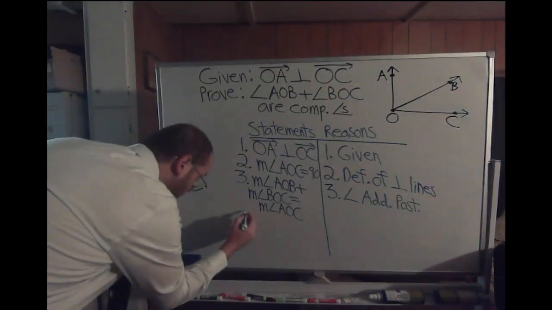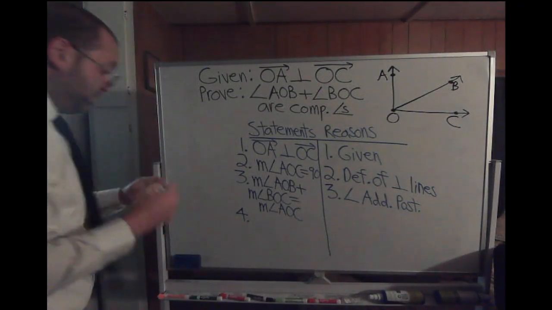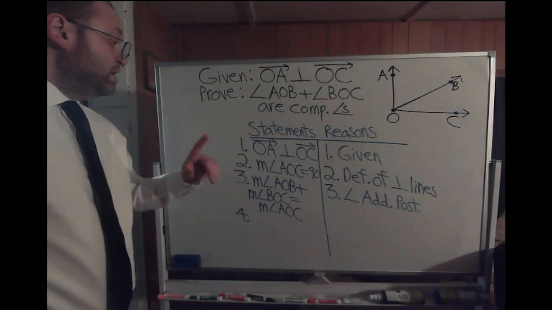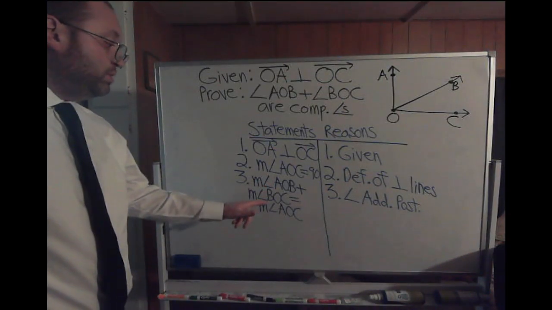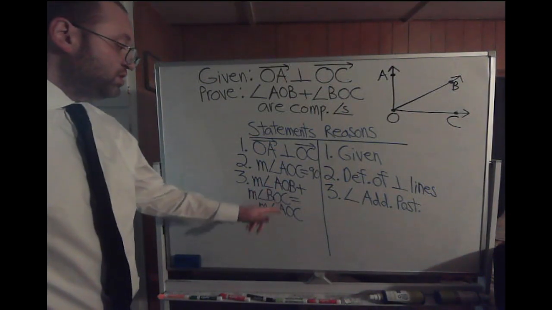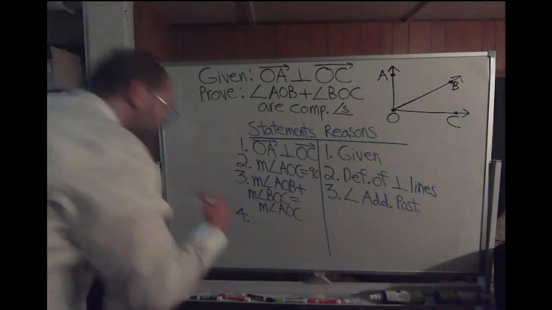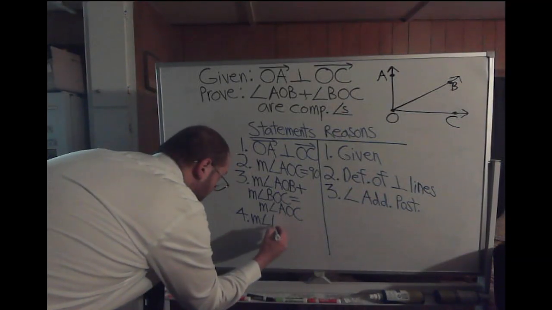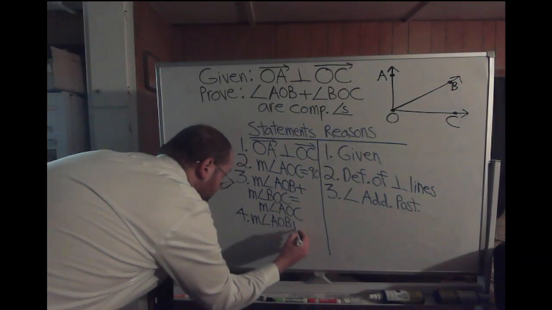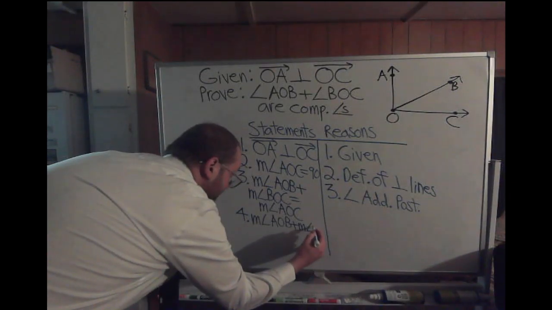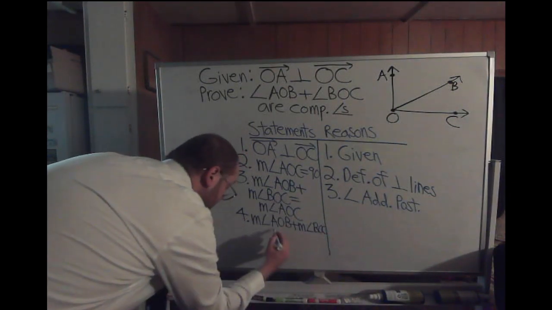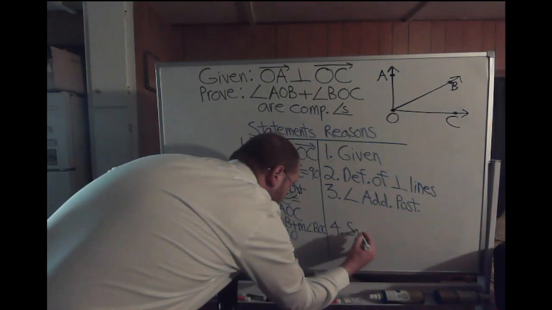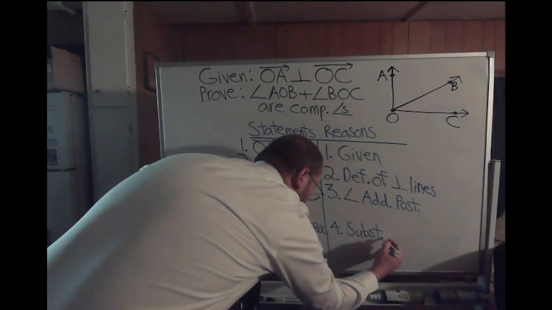Now, we're actually almost done. Step 4 is, okay, we know the measure of angle AOC equals 90, don't we? That means since we have this equation here, we can substitute the whole first part of the equation in for the measure of angle AOC. So now we can state that the measure of angle AOB plus the measure of angle BOC is equal to 90, simply by the substitution property. We could put that in for reason 4 by the substitution property.